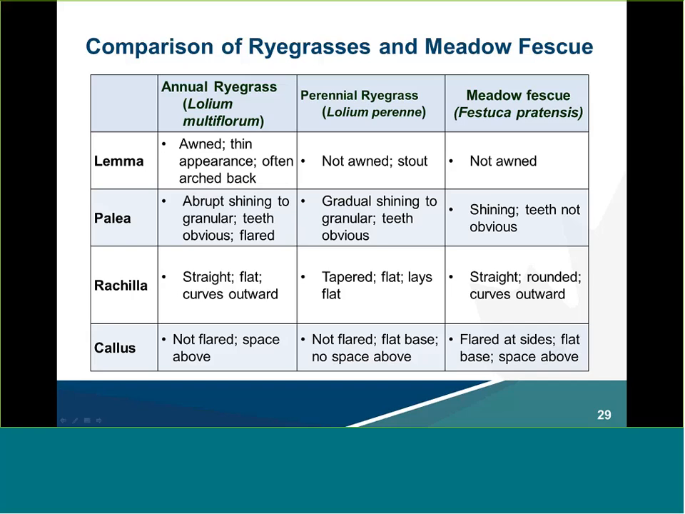So in annual ryegrass, the callus, of course, is not flared, and that's to distinguish it from a fescue. And that flaring, you can often see those bumps at the sides, is better seen from a lemma view, that back view of the floret. There is a space above the callus, and in perennial ryegrass, there tends to be no space above. And in meadow fescue, it is flared at the sides, flat base, which makes it look like a lolium, and there's a space above.